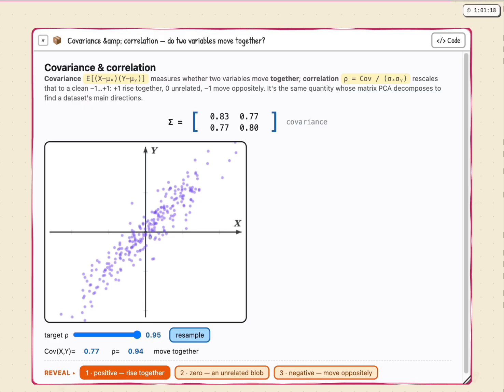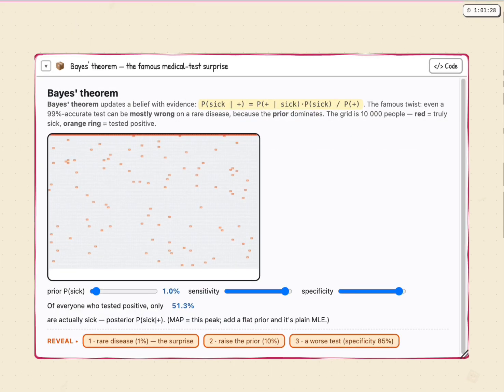This is one of the most important and most counterintuitive ideas in all of statistics. Bayes' theorem. It's how we update a belief when new evidence arrives, and getting it wrong has cost people dearly, including doctors. So let's walk through it carefully.